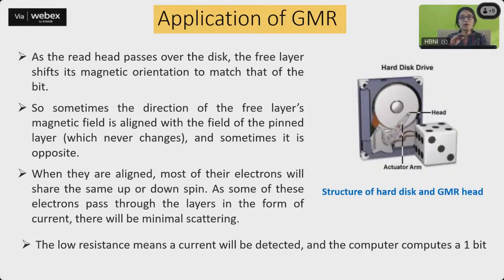As the reader is passing over the disk, the free layer shifts its magnetic orientation to match that of the bit. So sometimes the direction of the free layer's magnetic field is aligned with the field of the pinned layer, which never changes, and sometimes it is opposite. When they are aligned, most of their electrons will share the same up or down spin. As these electrons pass through the layers in the form of current, there is going to be minimal scattering. The low resistance means the current will be detected and the computer computes a one bit.